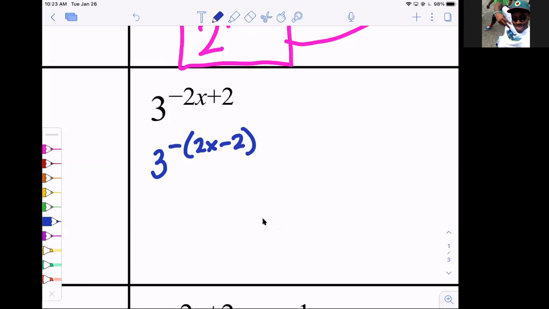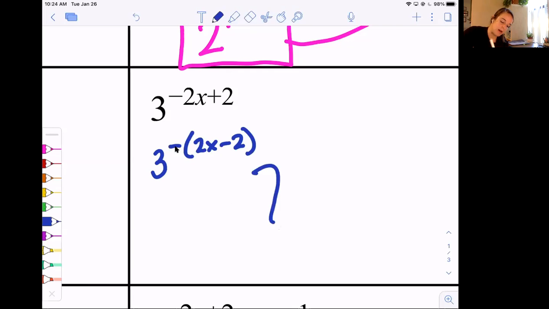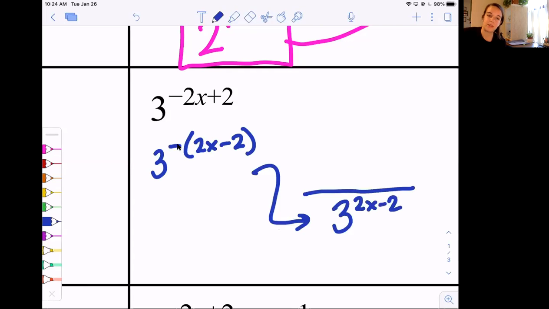So I have the negative being distributed. Basically, I'm factoring out a negative. So the negative is out here. That negative could go onto the 2x, could go onto the 2 to create this here. So now that I have that negative, this is going to move to the bottom of a fraction, become 3 to the 2x minus 2. That negative, remember, is telling me it's in the wrong location of my fraction. If I don't have anything left over, it's going to be a 1 on top.